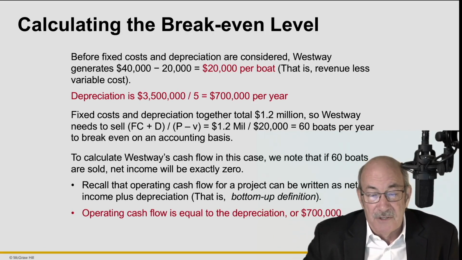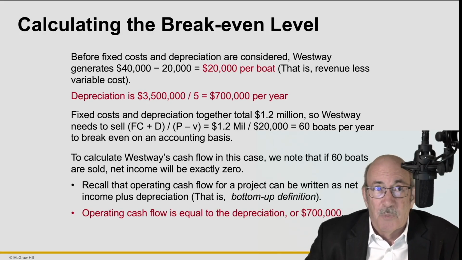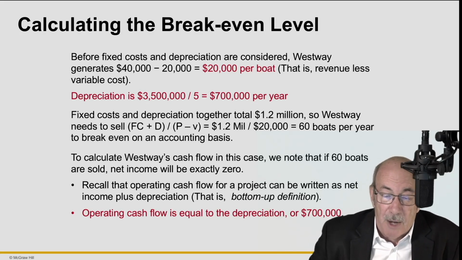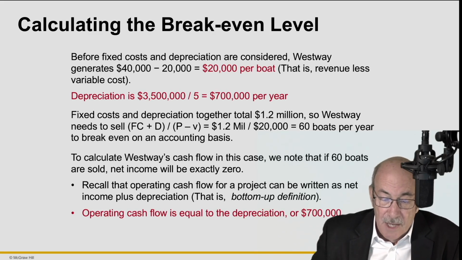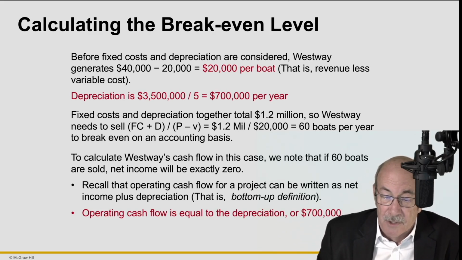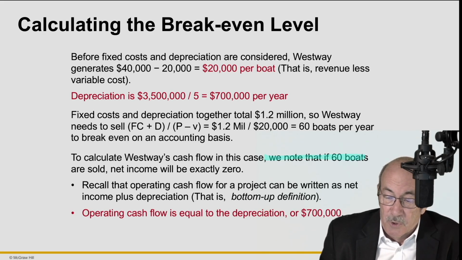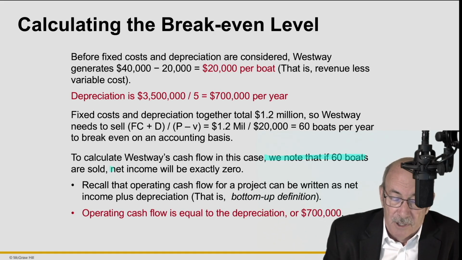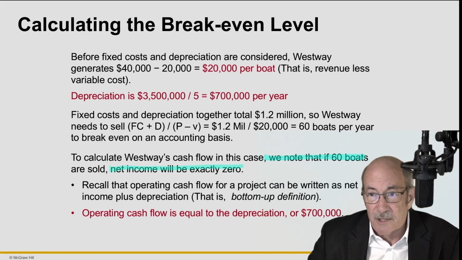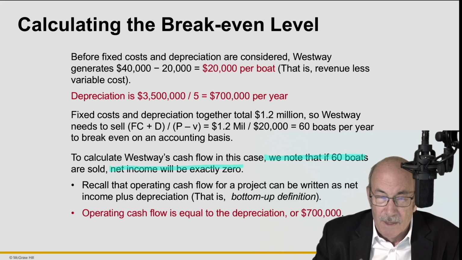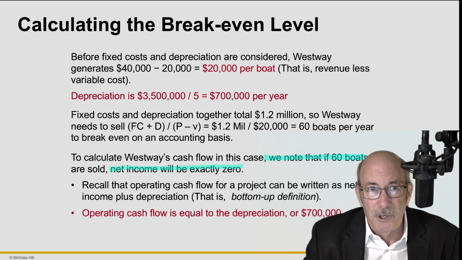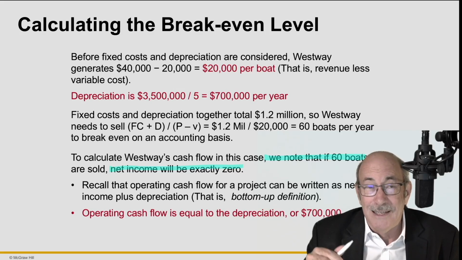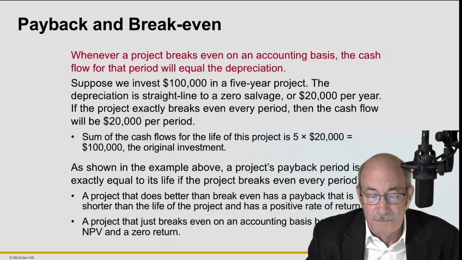So it's very easy to calculate the break-even number of boats. Operating cash flow would be $700,000 per year, and that means we would produce 60 boats to have our net income equal to exactly zero. I'll leave that for you to walk through with the calculator. I'd really recommend that you do that, though. It's good practice for you.